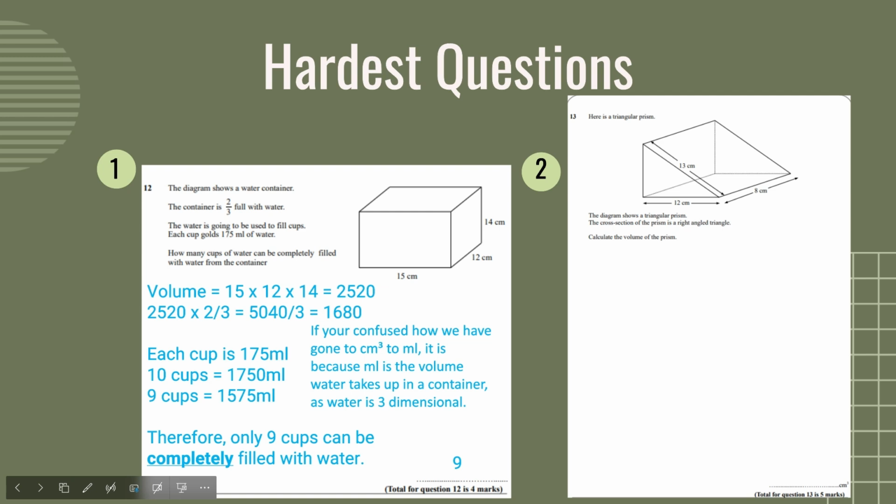In our second question, it says, here is a triangular prism. The diagram shows a triangular prism. The cross-section of the prism is a right angle triangle. Calculate the volume of the prism.